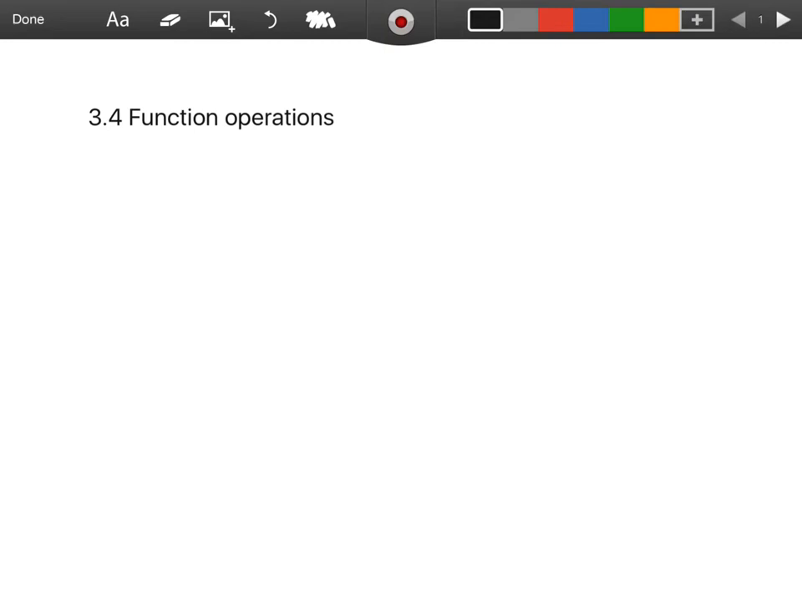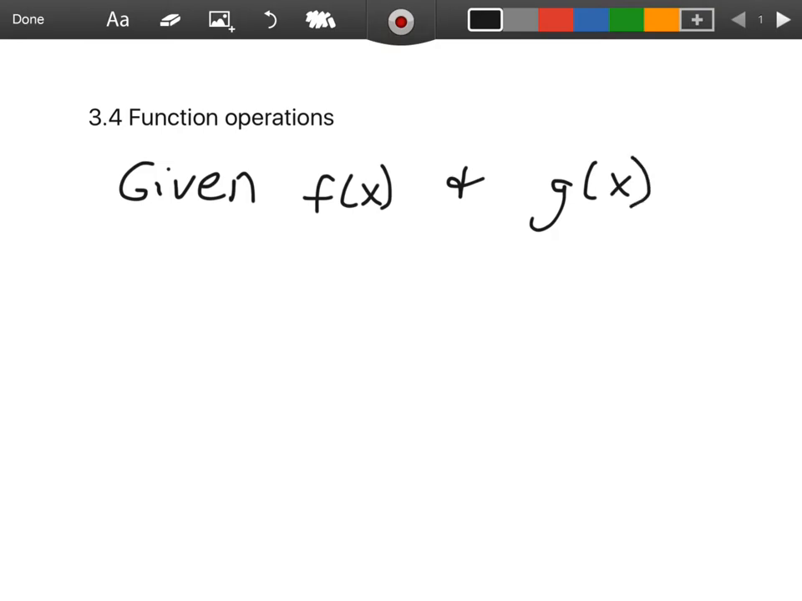The next section we're going to talk about is function operations. We talked about functions. Now we're going to talk about some of the operations we do with them. So first, we're going to talk about the four basic operations given two functions, f of x and g of x. There's not going to be any surprises here. It's mostly just notation.